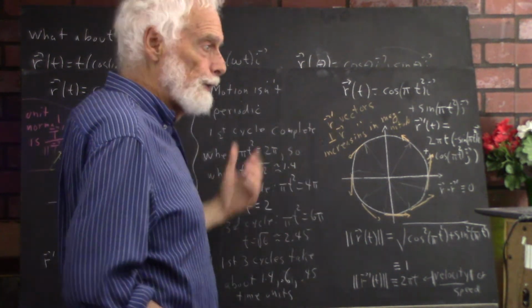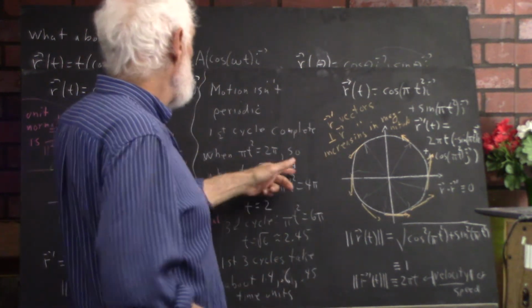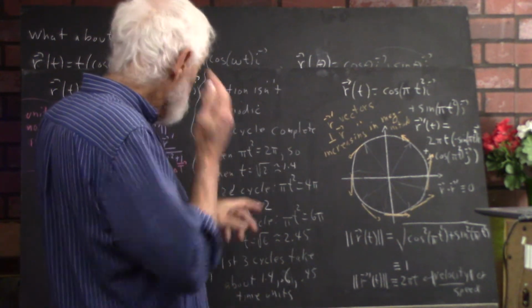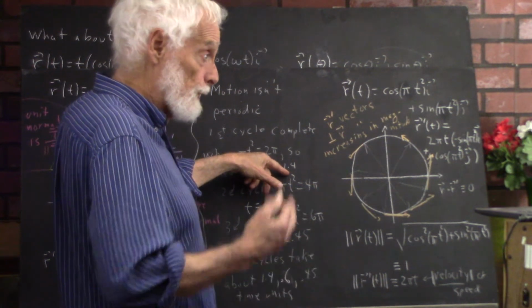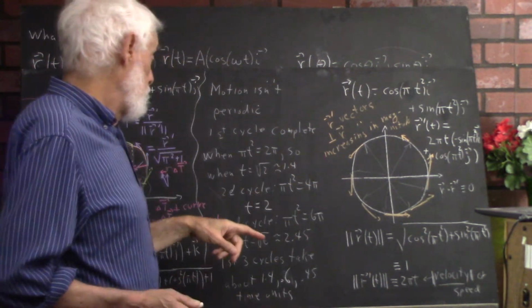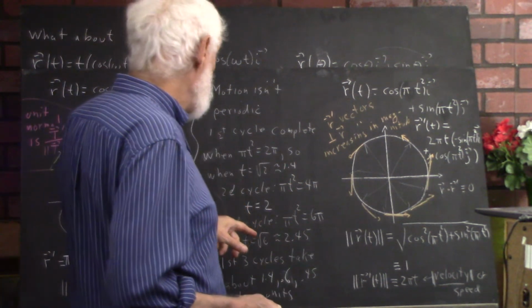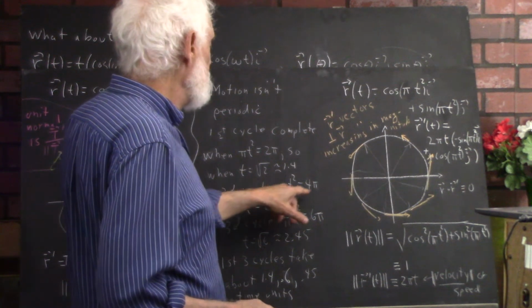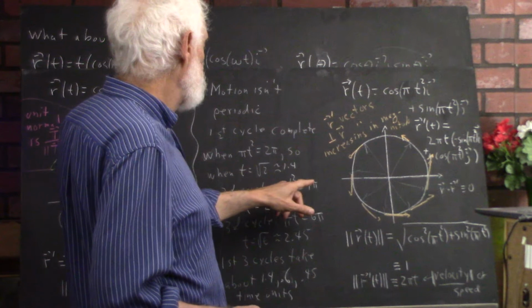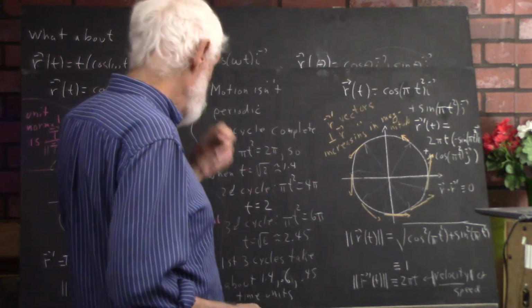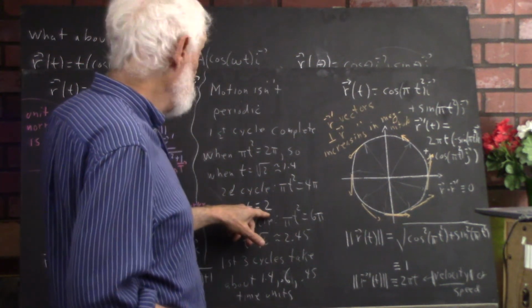If time is measured in seconds, then it'd be 1.4 seconds. So the first period takes 1.4 seconds, let's say, or 1.4 time units, whichever way you want to think of it. Okay, the second cycle occurs when pi t squared, it is completed when pi t squared is 4 pi, which occurs when t equals 2.